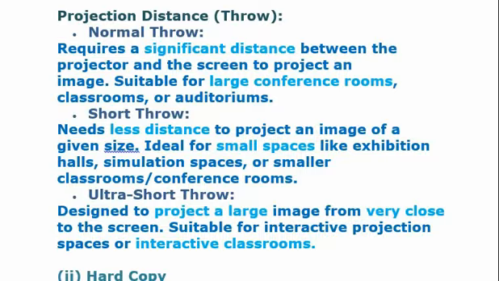So this basic idea we should be able to understand, right? Normal throw is for significant distance, whenever we are focusing from a long distance. Short throw is for small spaces. Ultra short throw is to project a large image from very close, and will be used in interactive classrooms.